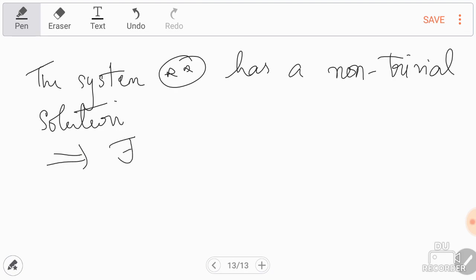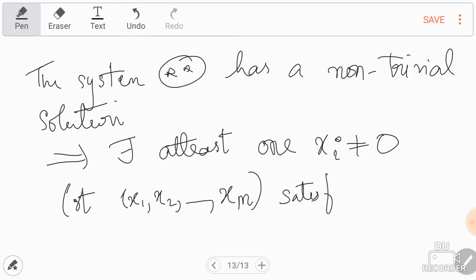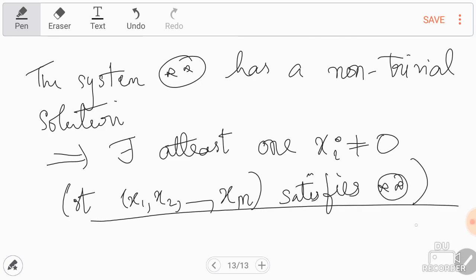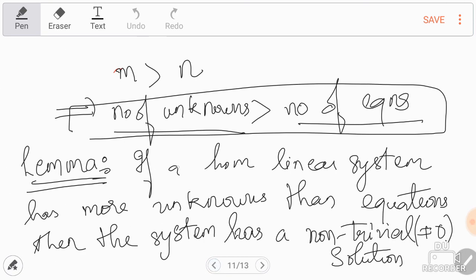This means that there exists at least one xi not equal to 0 such that x1, x2, so on up to xm, I think we had m scalars, satisfy the double star. We are not interested in this. In fact, we are only interested in this. We got our xi not equal to 0, and hence proved. This is what we were looking for. We wanted to show that at least one of the x's is not equal to 0, and we have done that with the help of this very important theorem, a lemma.